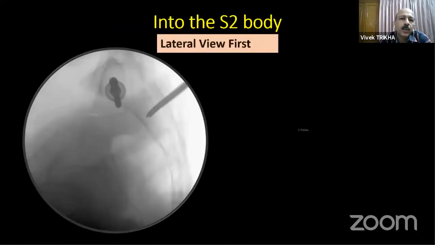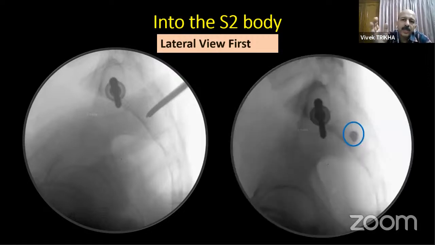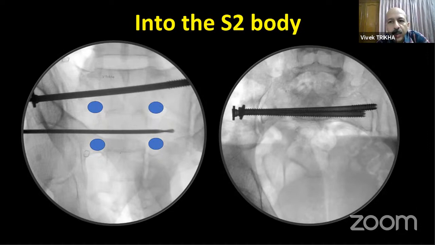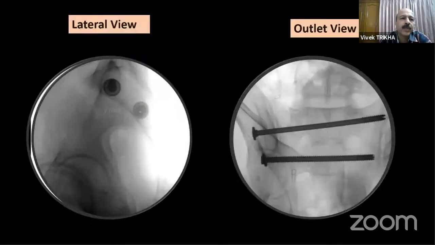In the S2, if you want to put the screws, the same thing is there. You get a perfect lateral, get the guide wire right in the center of it, get a bullseye so that you are able to get the proper planes. And then you again put your S2 screw with a drill guide, ensuring that your neural foramina are separate and it is going between the S1 and S2 neural foramina, both in S1 as well as in the inlet and the outlet views.